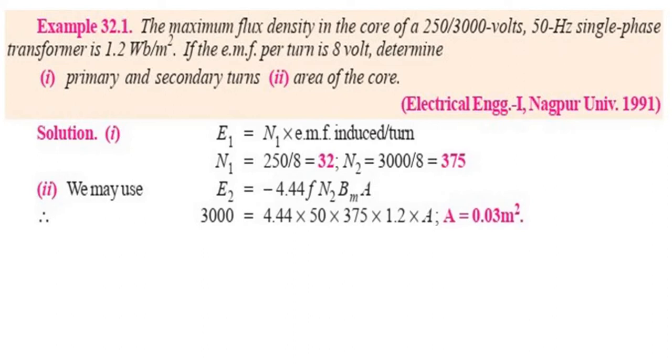In the solution, E1 is equal to N1 into the EMF induced per turn. N1 is equal to 250 divided by 8, which is approximately 32. Then N2 is equal to 3000 divided by 8, which is equal to 375. Then induced EMF E2 is equal to 4.44 f N2 Bm A. Then the secondary voltage 3000 is equal to 4.44 into f, where f means frequency, 50, into 375 into 1.2 into A. Then A is equal to 0.03 meter squared.